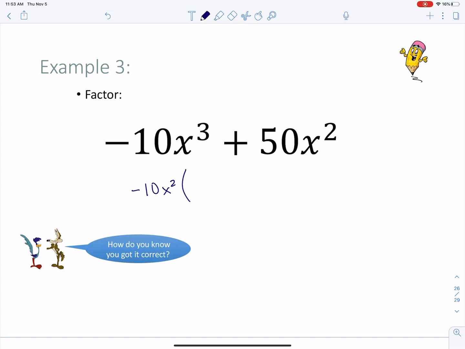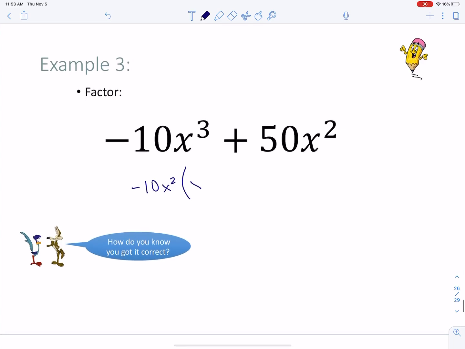Now we write what's left over. I have to multiply the first term by x. So 10x squared times x is going to get me 10x cubed. And this one actually should be a negative 5. And now we do that mental check just to make sure that works. Negative 10x squared times negative 5 is a positive 50x squared. Both work.